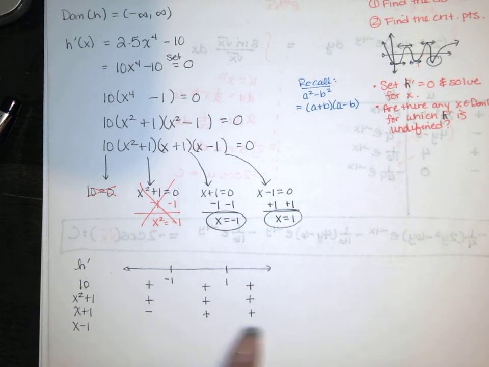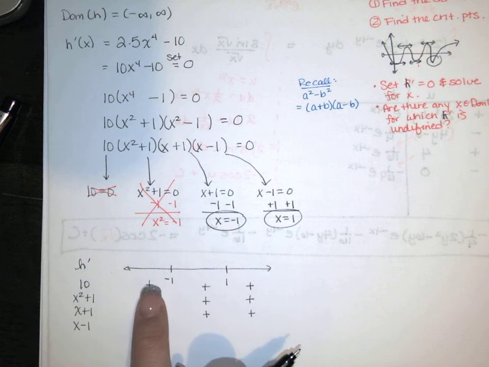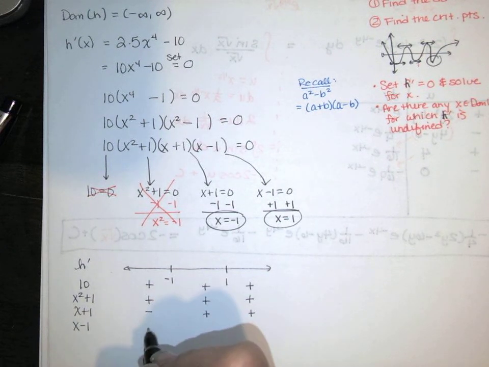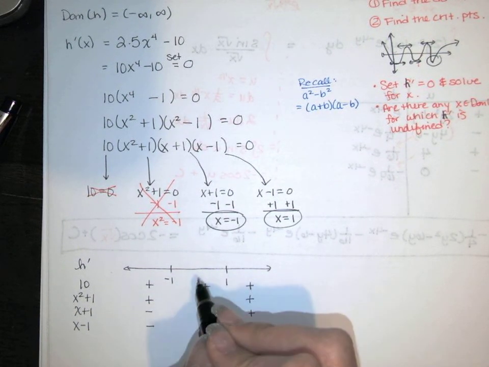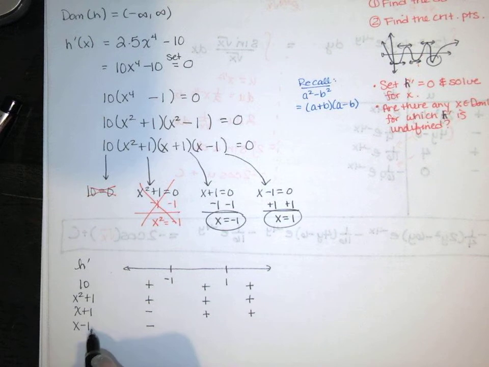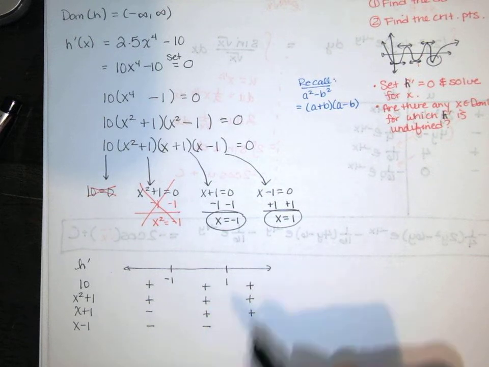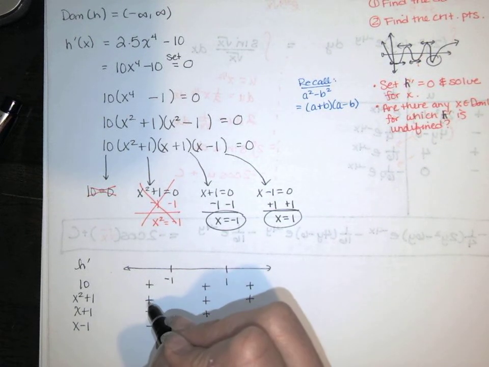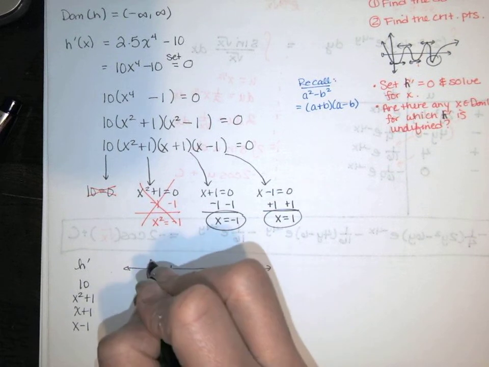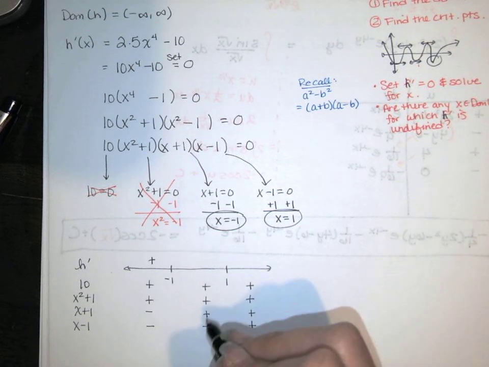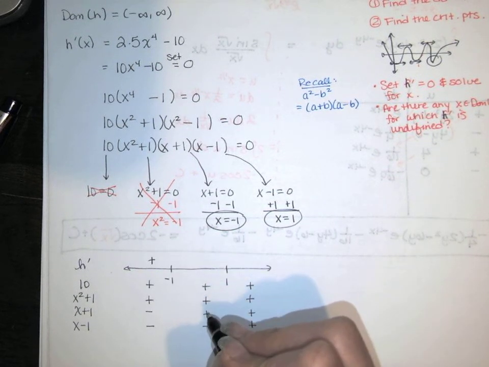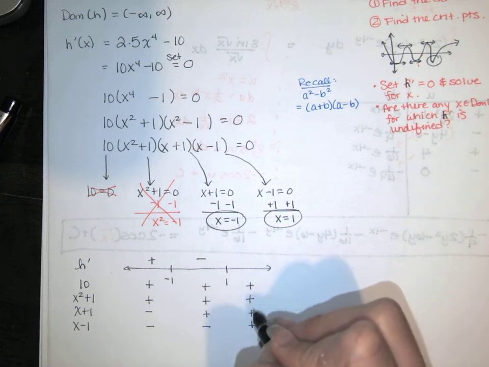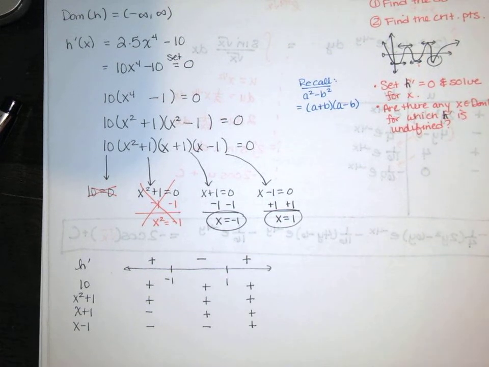Okay? And then for this one, x minus 1, pick an x value on this interval, try negative 2. Negative 2 minus 1 is negative 3, which is negative. When x is 0, we get 0 minus 1, which is negative. When x is 2, 2 minus 1 is positive 1, which is positive. So I've got a positive times a positive times a negative times a negative. That makes that positive. Here I've got a positive times a positive times a positive times a negative. That makes that negative. And then the product of 4 positive numbers is positive.